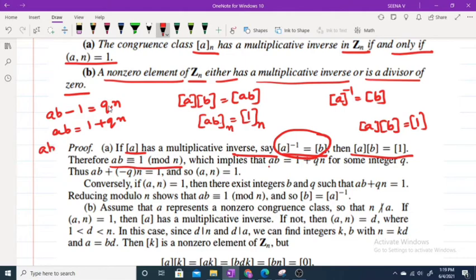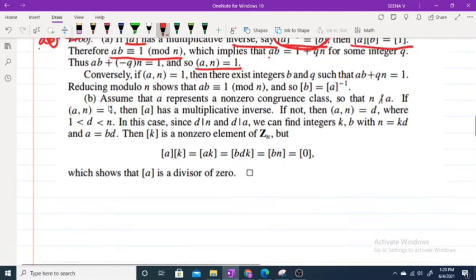Or ab minus qn is equal to 1. There exist integers such that b times a plus this integer times n is equal to 1. That means GCD of a and n is equal to 1. Okay, that means a and n are relatively prime.